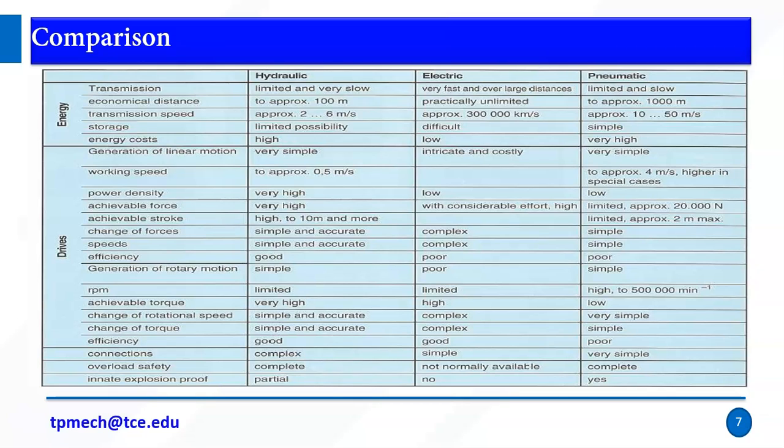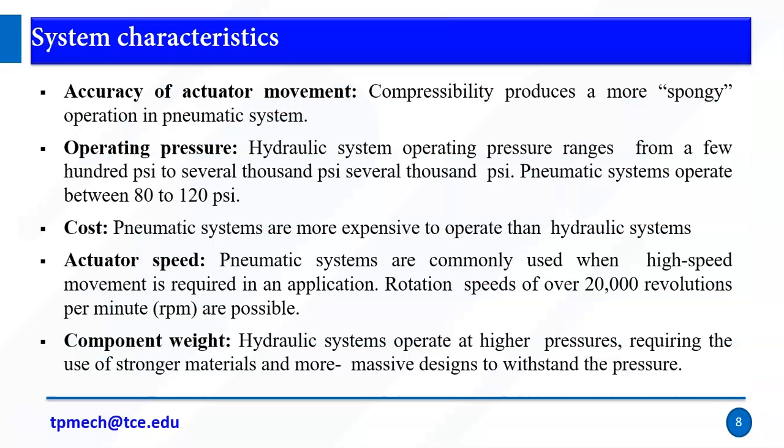Explosion proof: pneumatic has a good advantage in explosion proofing. There is no hazard in explosion. There is no possibility of explosion. But for electric, there may be a possibility. Similarly, for hydraulic it may partially be possible. Right, so this is the comparison.